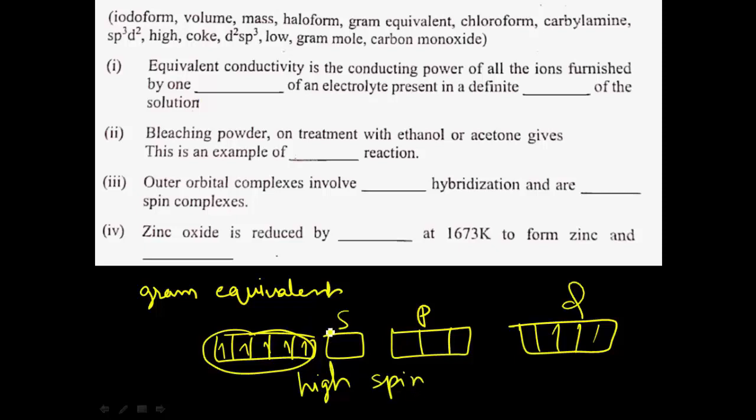Zinc oxide is reduced by dash. It's coke. Zinc oxide is reduced by coke at 1673 Kelvin to form zinc. Let's write the reaction. Zinc oxide plus coke will give me zinc plus CO. So it's giving us carbon monoxide. Epical. Next.